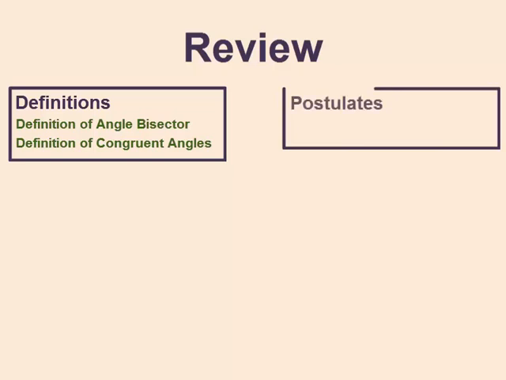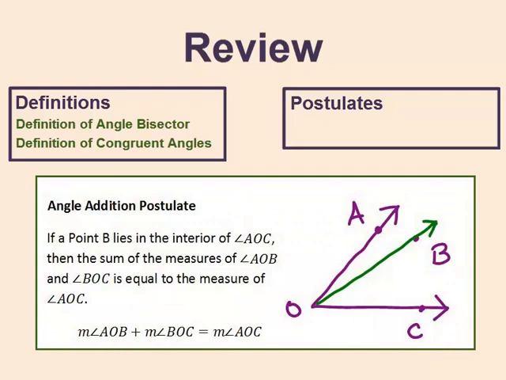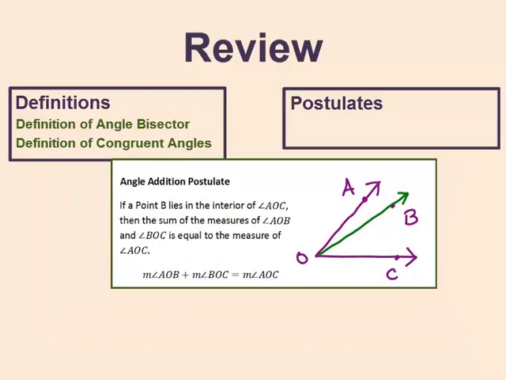Postulates differ from definitions. These are concepts that are so basic and accepted by the mathematical community that we all just agree that they're true without some kind of logical proof or justification. In fact, there isn't a proof for them. They just are. The angle addition postulate states that if point B lies in the interior of angle AOC, then the sum of the measures of angles AOB and BOC must equal the measure of the larger angle, angle AOC.